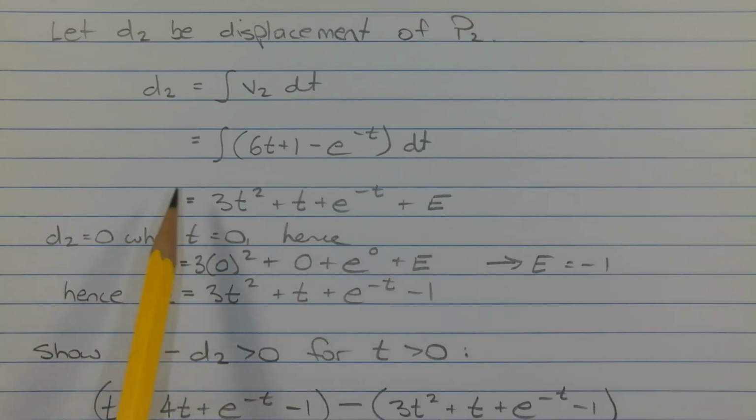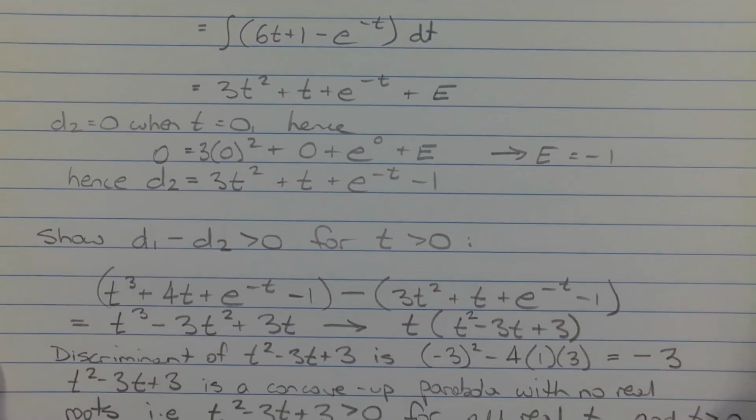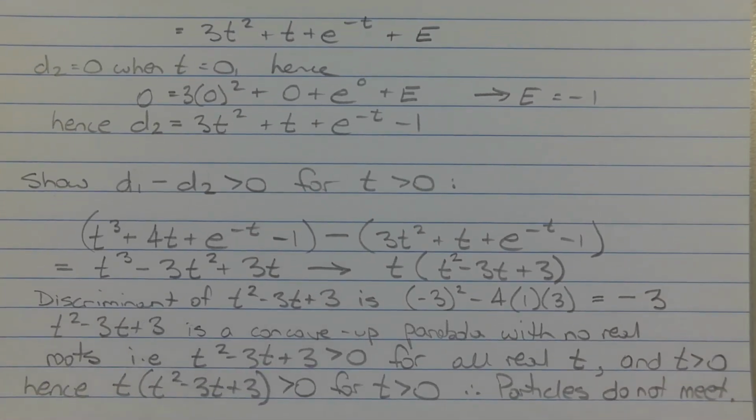Now, using the boundary condition that's given in the question, d2 is equal to 0 when t is equal to 0. In other words, the particle starts at the origin when t is equal to 0. Hence, 0 is equal to 3 times 0 squared plus 0 plus e to the power of 0 plus capital E. Solving this equation for capital E, we get capital E is equal to negative 1. Hence, d2 is equal to 3t squared plus t plus e to the power of negative t minus 1. Now, our final step is to show that d1 minus d2 is greater than 0 for t greater than 0.